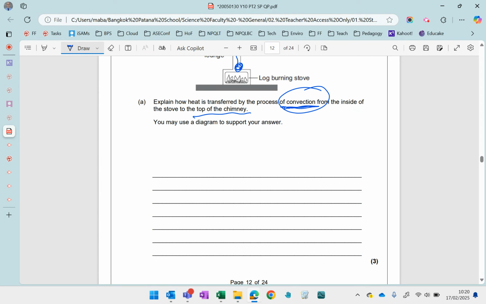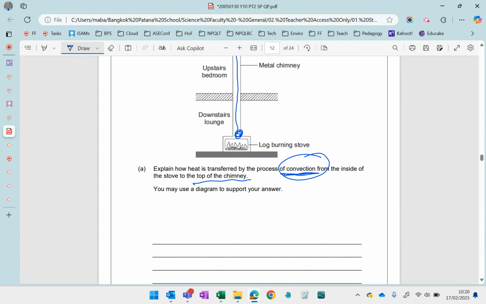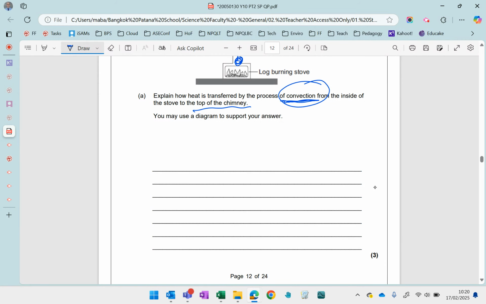So what do we need? What 3 things do we need to say to explain convection? Well, the first is that they've told us that we may use a diagram to support our answer as well. So I'm going to put point A down here, where the fire is. Then what's happening?